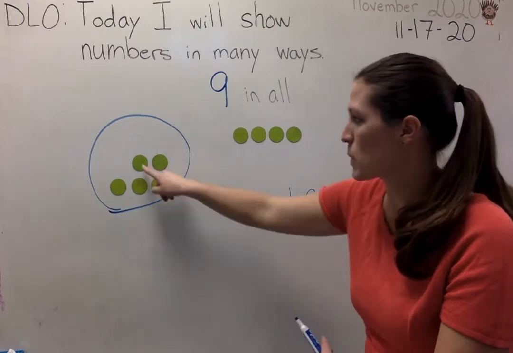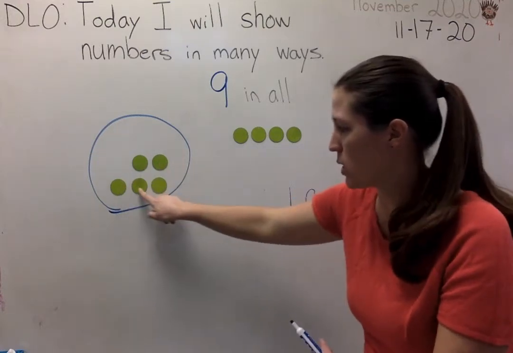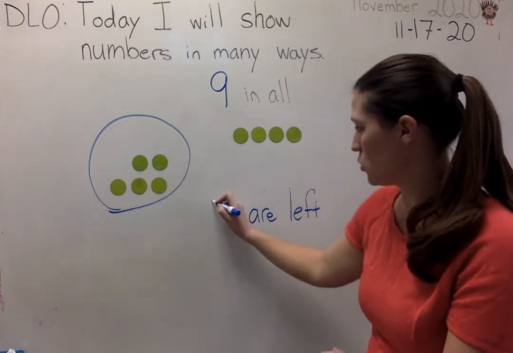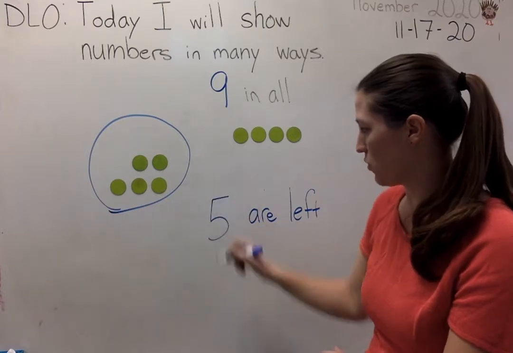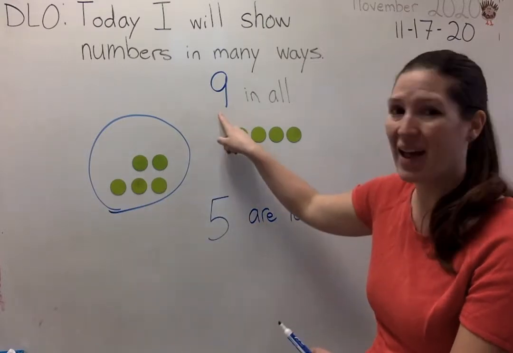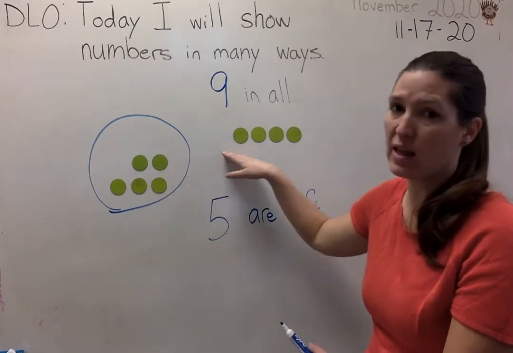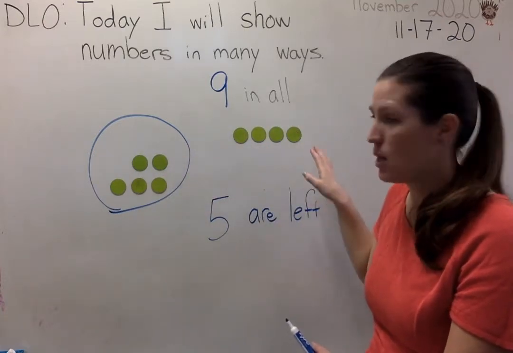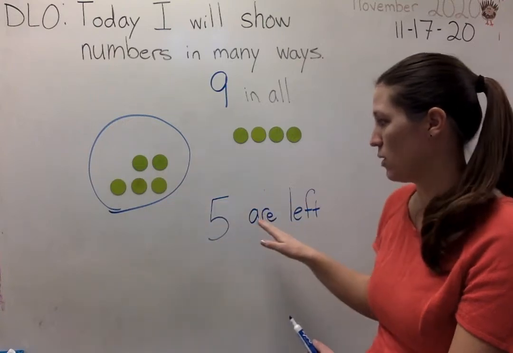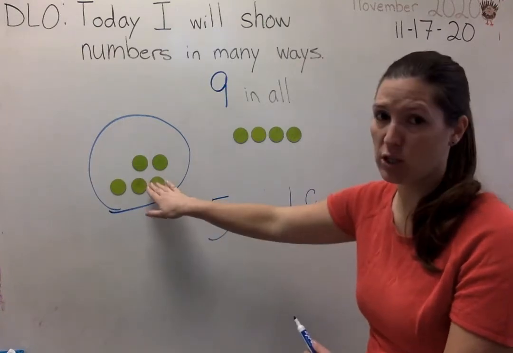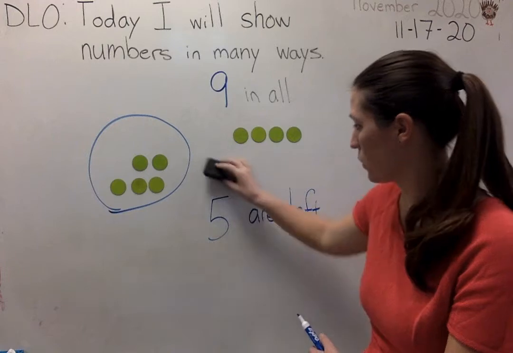Let's count. 1, 2, 3, 4, 5. We had 9 in all. Then my friend and I ate 4 of them. So there are 5 left. 5 cookies are left. Let's do another one.